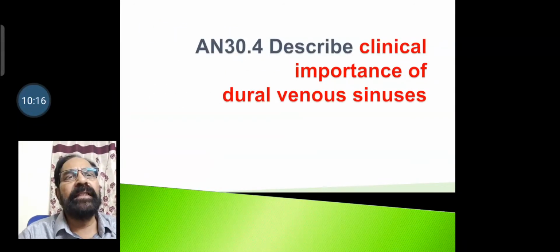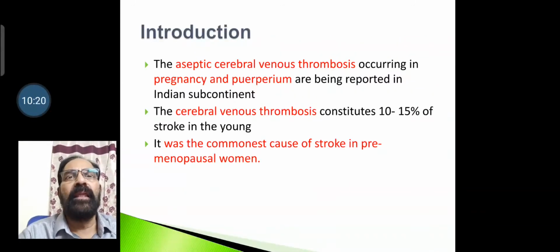Then we go to study the clinical importance of dural venous sinuses. Aseptic cerebral venous thrombosis is occurring in pregnancy and puerperium and are reported in the Indian subcontinent. The cerebral venous thrombosis constitutes 10 to 15% of the stroke in the young, and it was the commonest cause of stroke in premenopausal women.